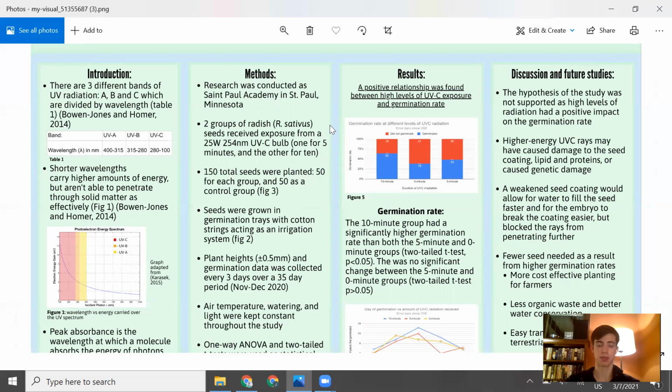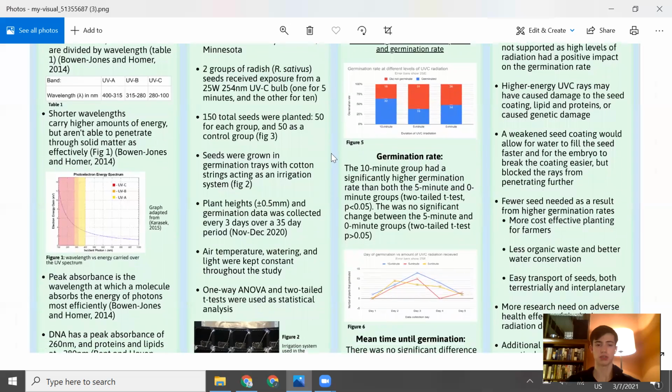One of the groups received 5 minutes of radiation, which resulted in 7.5 kilojoules per meter squared, and the other received 10 minutes, which resulted in 15 kilojoules per meter squared. There was a total of 150 seeds planted: 50 for high radiation, 50 for low radiation, as well as 50 seeds as control, which received no radiation.